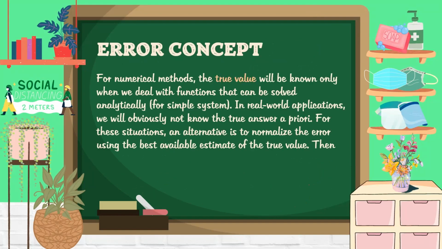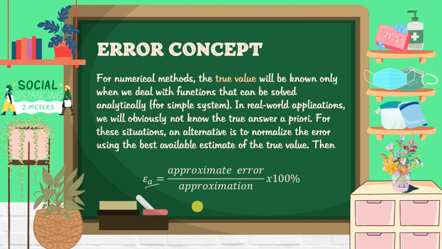For numerical methods, the true value will be known only when we deal with a function that can be solved analytically. In real-world applications, we will obviously not know the true answer a priori. For these situations, an alternative is to normalize the error using the best available estimate of the true value, that is, the approximation itself, as in epsilon sub a is equal to approximate error over approximation multiplied by 100%, where the subscript a signifies that the error is normalized to an approximate value.